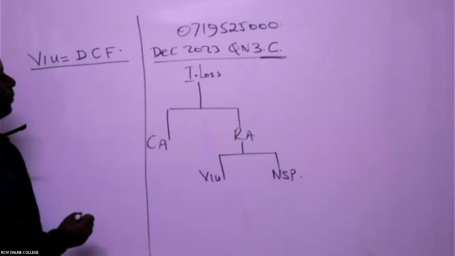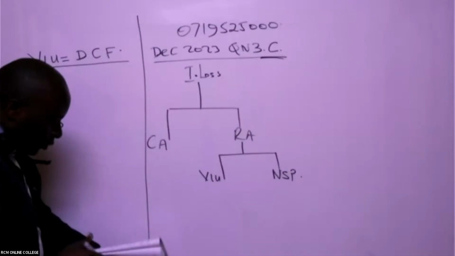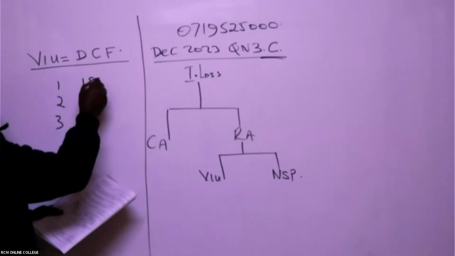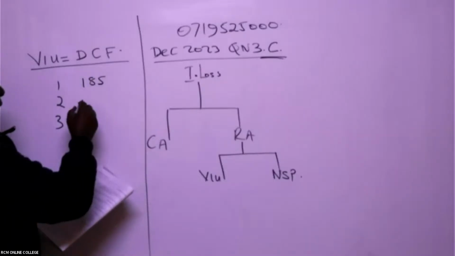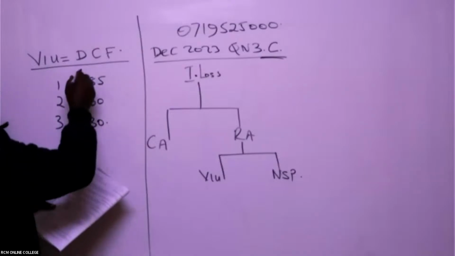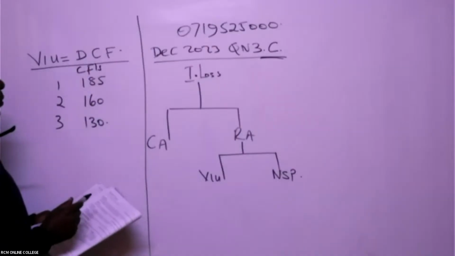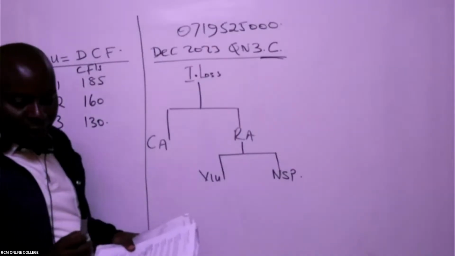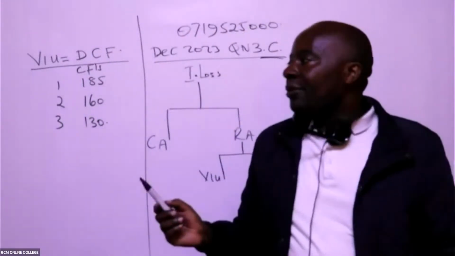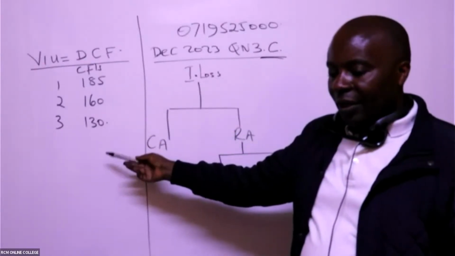The discounted cash flows. Unfortunately, we have 3 years. I can see the cash flows there: 185, 185, 160, 160, 130. These are our cash flows. What type of cash flows are these? Are they irregular or annuities? They can't be annuities. These are irregular, yes.